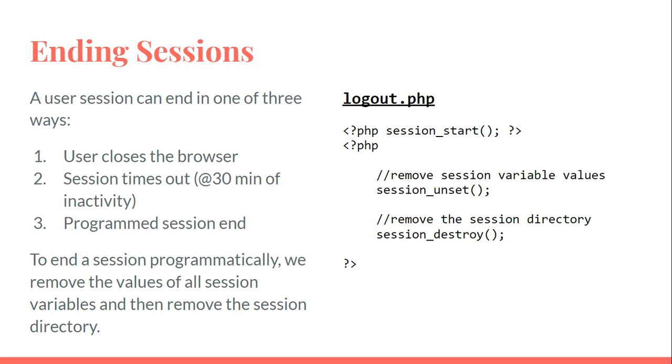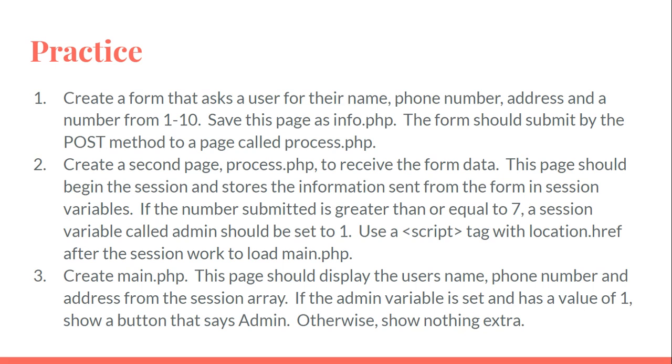To end a session programmatically, we have to remove all the values of the session variables from the session array, and then we have to remove the session directory, which is the temporary files that have been created. So session unset, that function right there, removes the session variables, and then session destroy removes the temporary files that we've stored. Notice still at the top of this page, I have to have session start. If I don't have session start, then I cannot access those sessions.